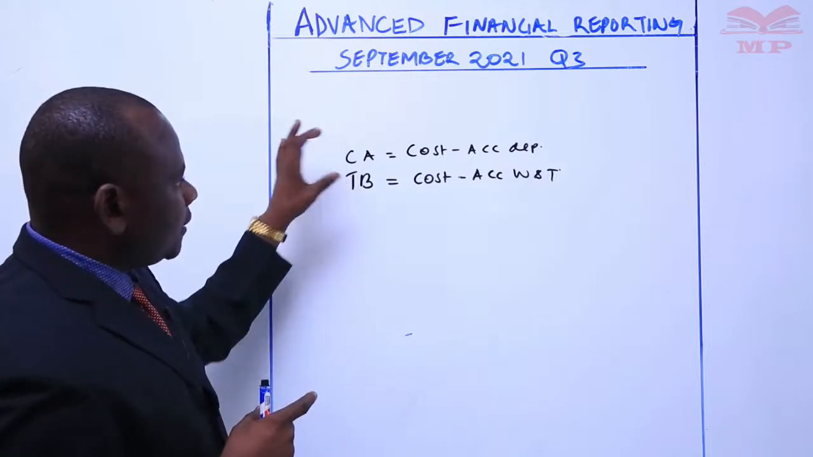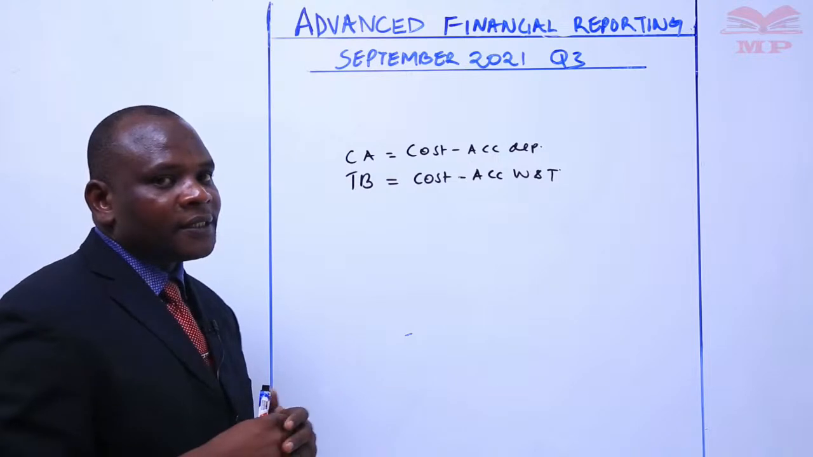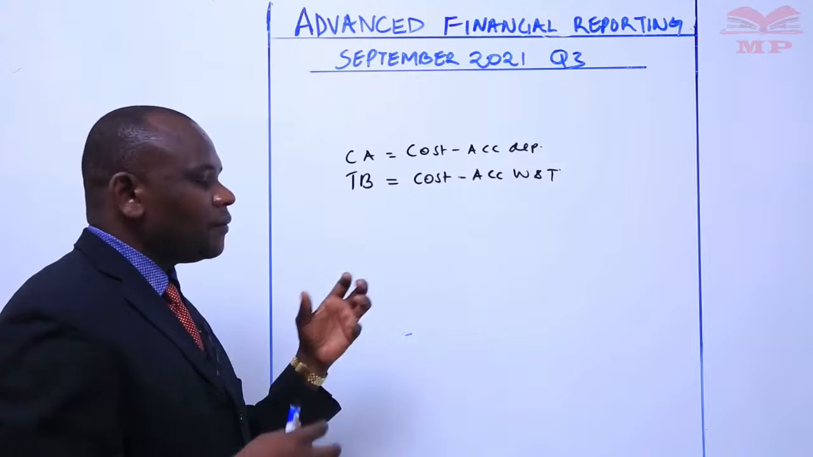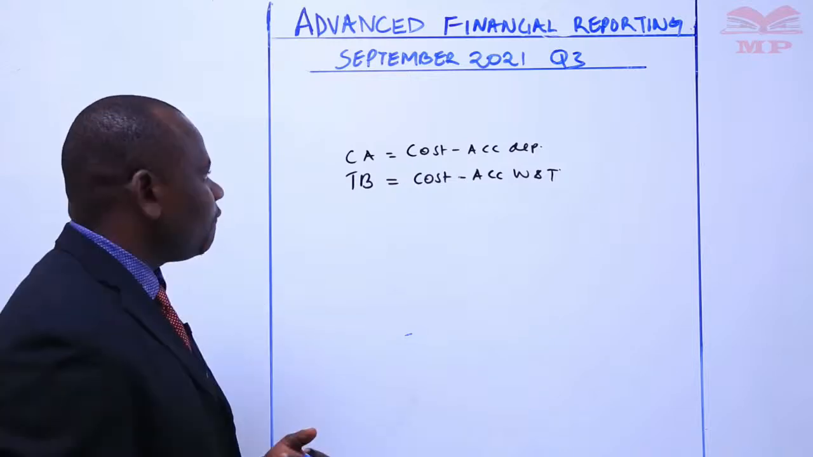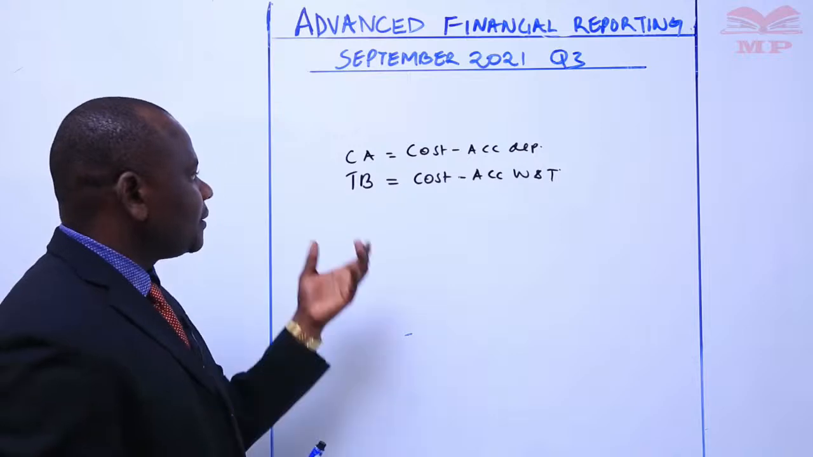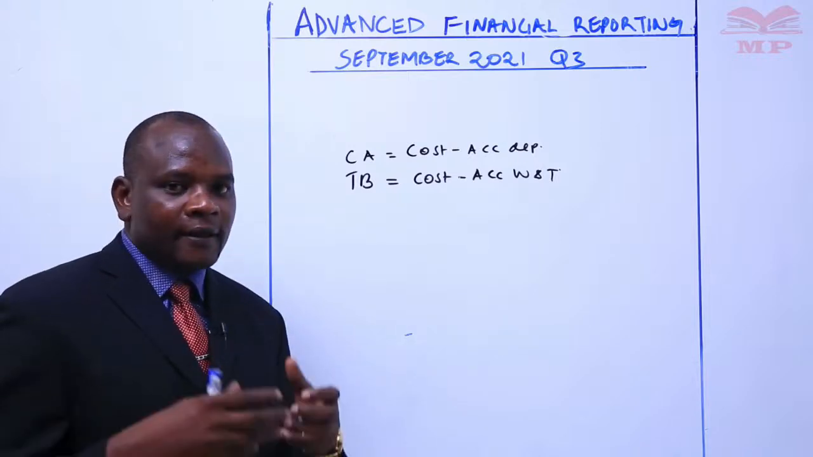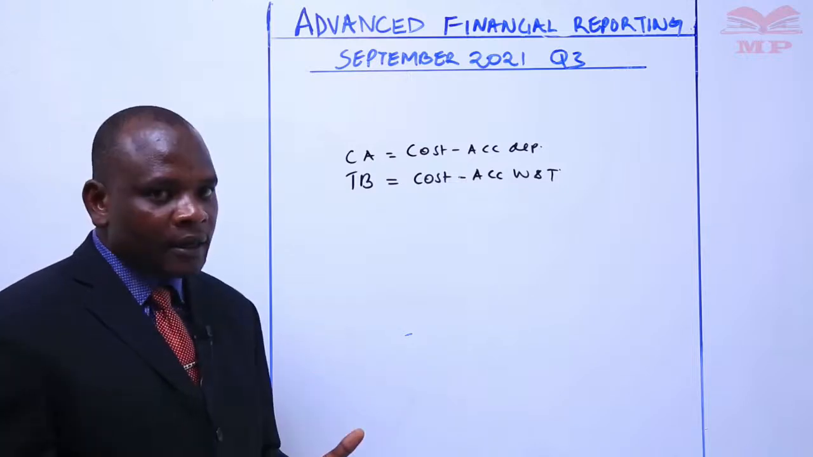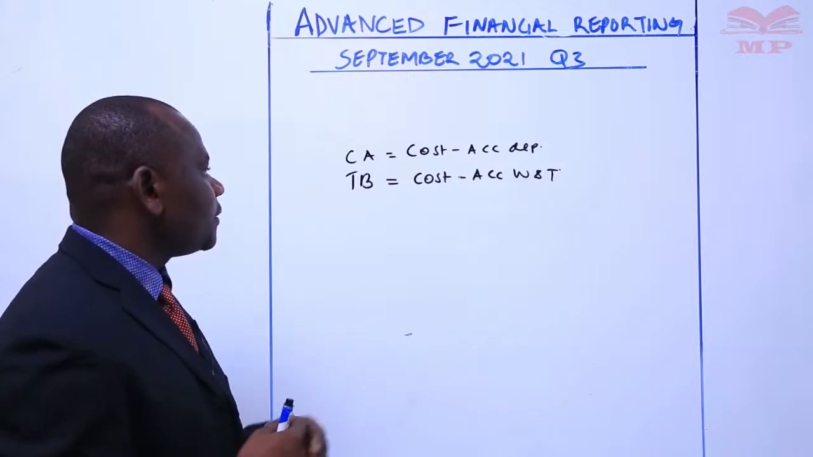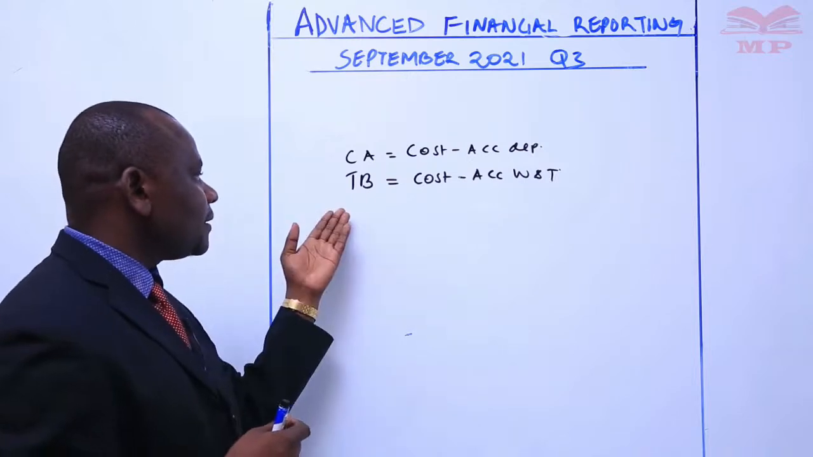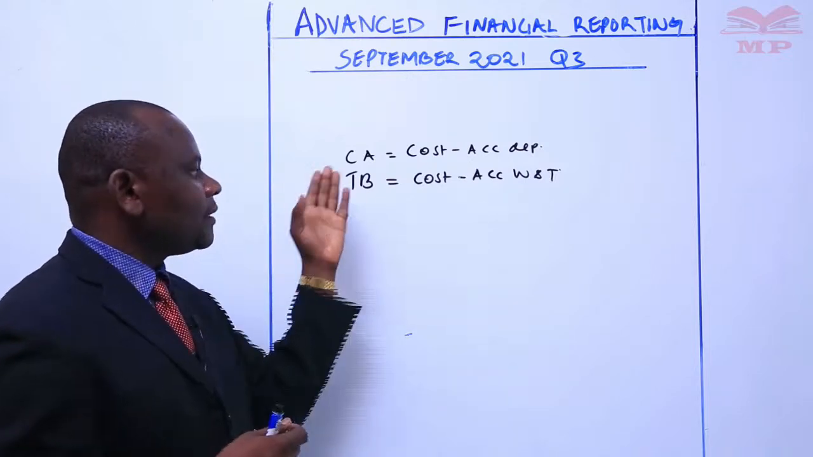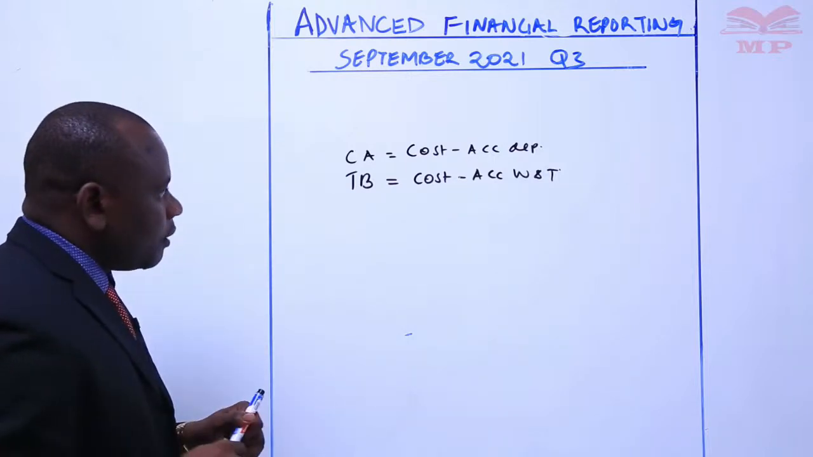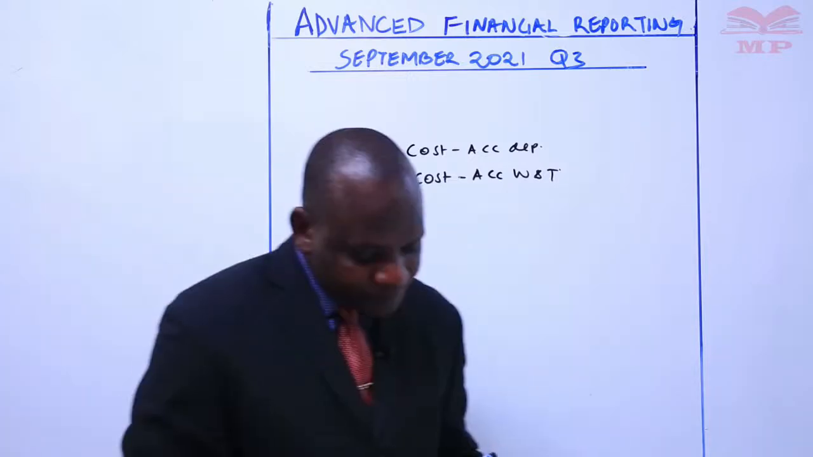What is carrying amount? Carrying amount is what the accountant believes that an asset or liability should command in the statement of financial position. Tax base is what the taxman believes an asset or liability should command at the end of financial year. Or simply, it is the amount of assets and liabilities for tax purposes. Okay, now let us proceed.